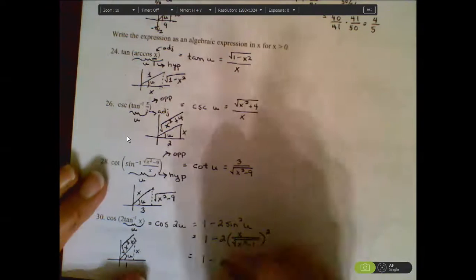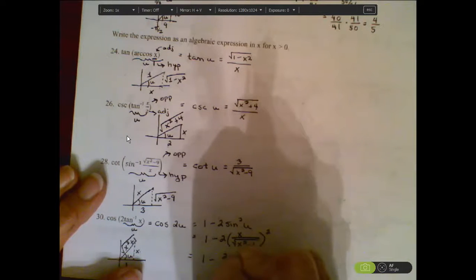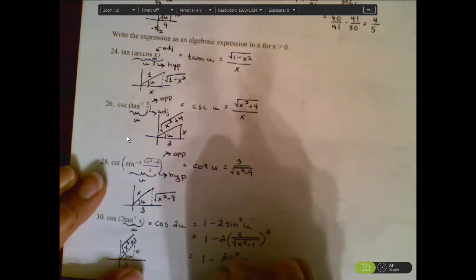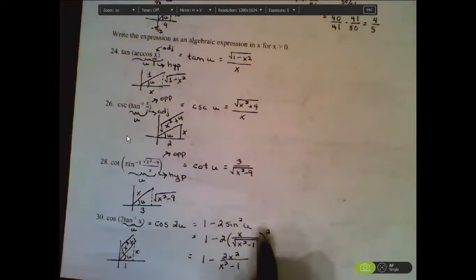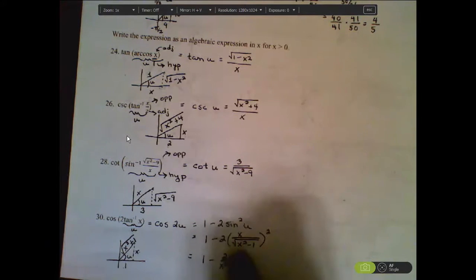And the formula is 1 minus 2 sine squared u. So simplify that as much as possible. Square the numerator, and then multiply 2 times x squared. Square the denominator. It's just x squared minus 1. Now, it would be okay. I'm so happy if you got that far.